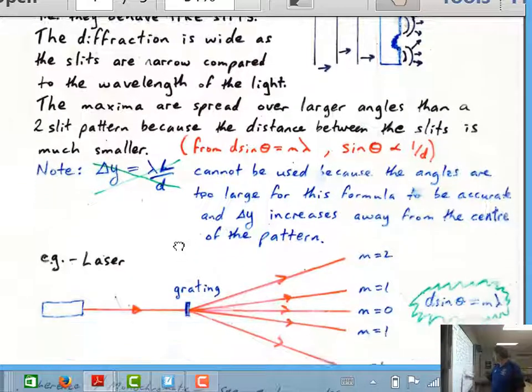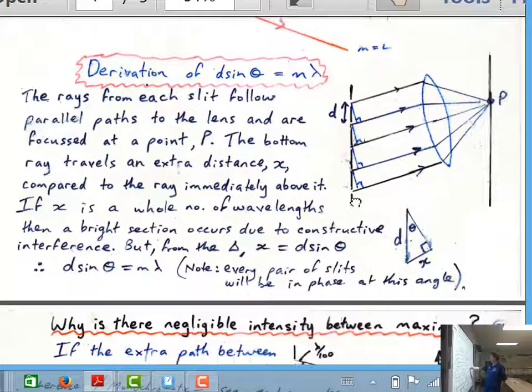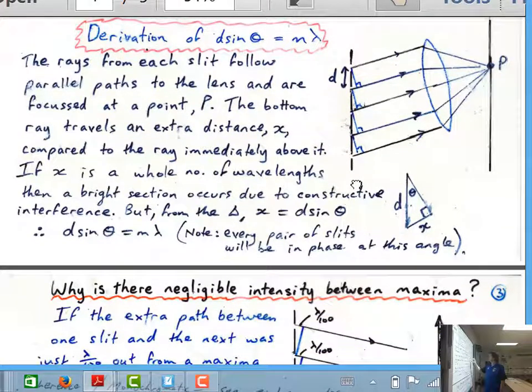So that's the sort of thing you're going to get if you pass a laser through a diffraction grating. You're going to get your zero order and then a first order on each side, and the second order is going to go further out. And the derivation of that is very similar to your one with a double slit, except you do not have to approximate this idea here of 90 and theta. So once you've shown that the x value in here, the path difference, is d sine theta, we can say that's going to be a whole number of wavelengths for each slit to be in phase when it arrives with the slit above it.